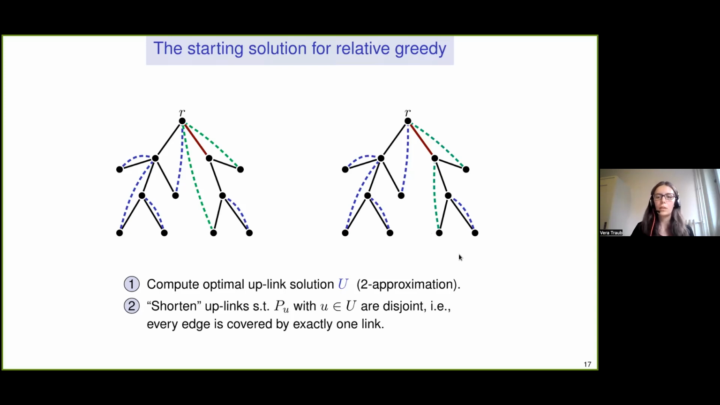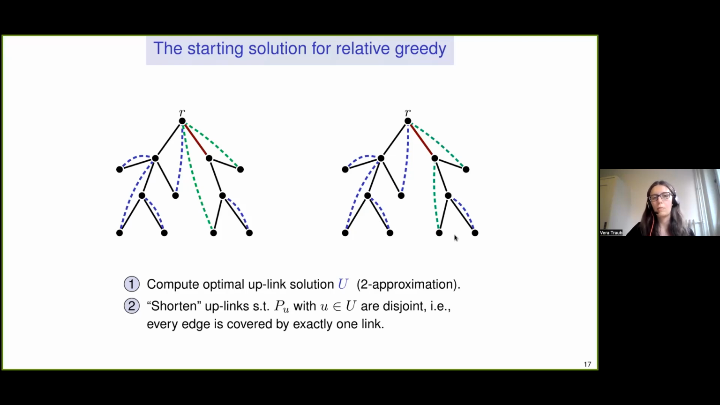The reason why we can do this is we are always allowed to shorten links, just because we are just making the link weaker. So we are just replacing it by some link that covers less than what the original link covered. This is always fine. We are just making our life harder by doing that. And it turns out that if we have only uplinks in our solution, you can always apply shortening operations such that at the end, every edge is actually covered by exactly one of the links.